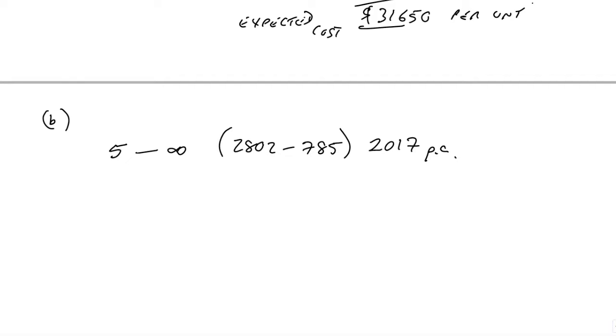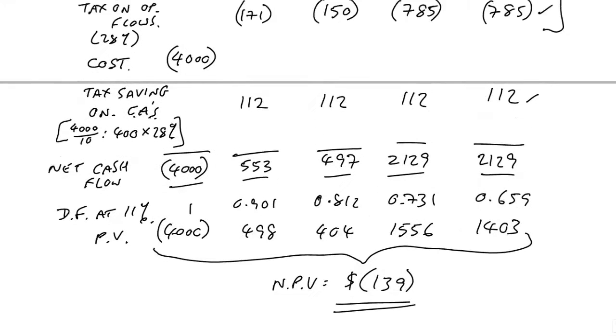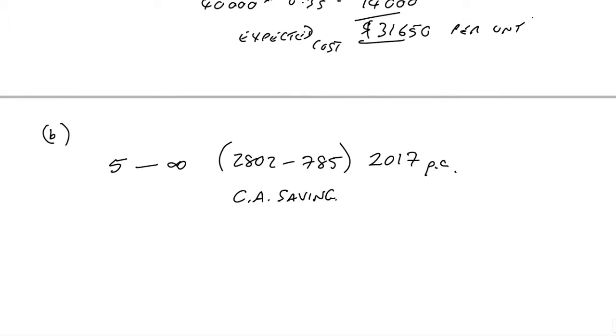The capital allowance saving, it was 112 a year, and it's a saving. But how many more years? Well, we've had it for the first 4, we get it for another 6. So 5, 6, 7, 8, 9, 10. 5 to 10. And so those are the extra flows we're going to be getting.